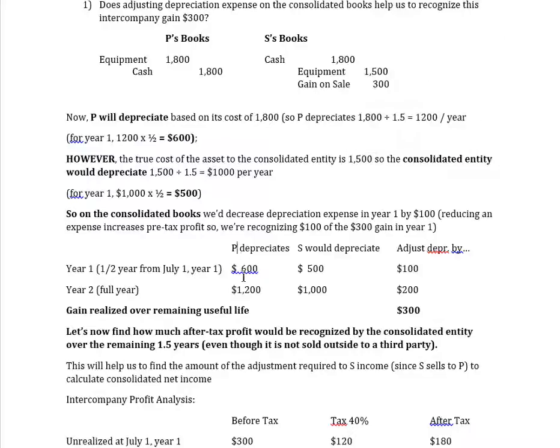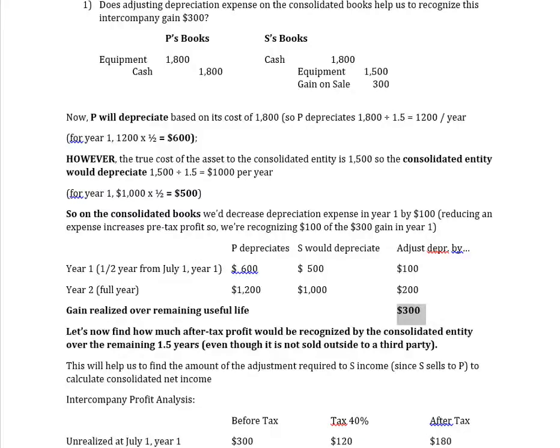But the parent would depreciate $1,200. So the consolidated entity would say, well, we're going to adjust that depreciation expense downward by $200 in year two. So you can see by reducing the depreciation expense $100 in year one and $200 in year two, over that remaining year and a half, we would have on a pre-tax basis booked that gain into income by reducing depreciation expense.